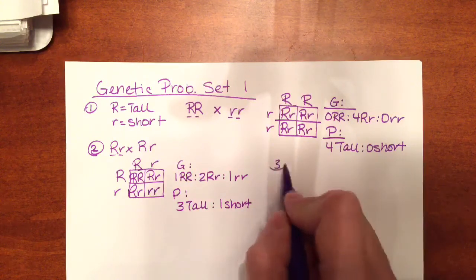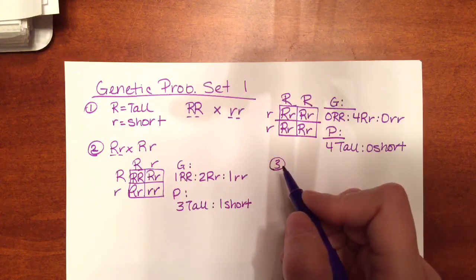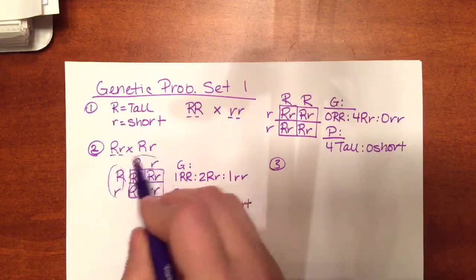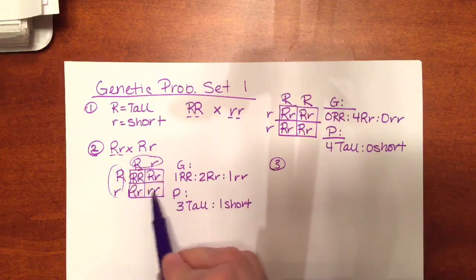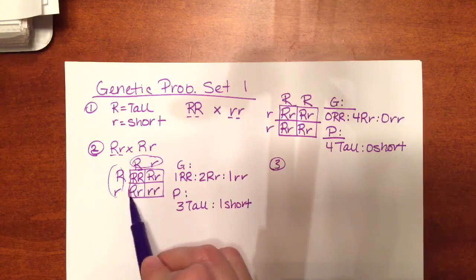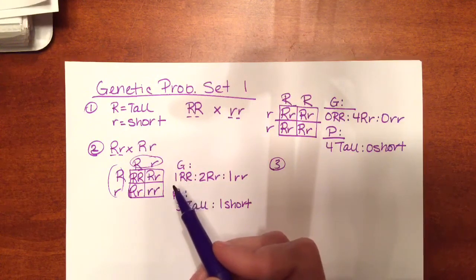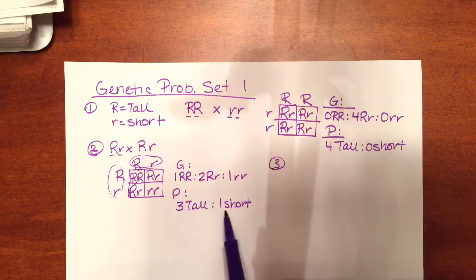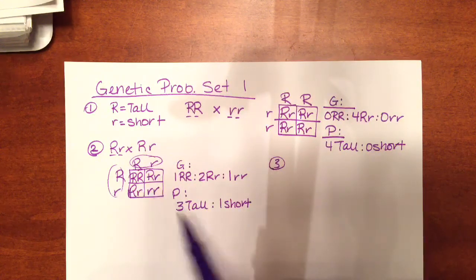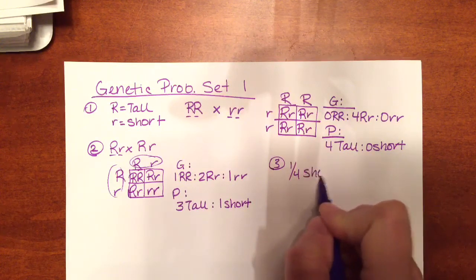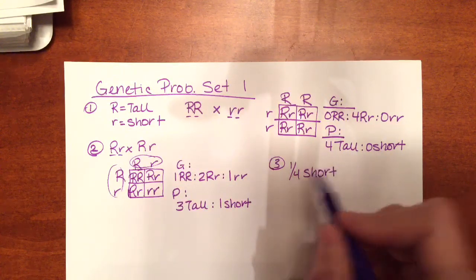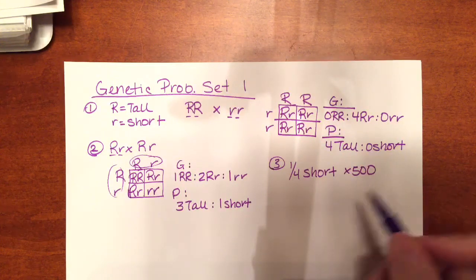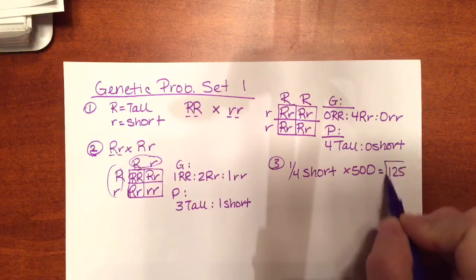Number 3 asks if 500 plants were produced by the F1, so that's these guys right here, the F1 generation. If 500 plants were produced, how many would you expect to be short? Let's look here. We'd expect 1 out of 4 to be short, right? So if they had a total of 500 plants, you'd expect 1/4 of them to be short. What's 1/4 of 500? It's 125.